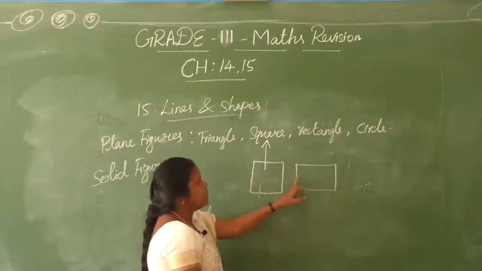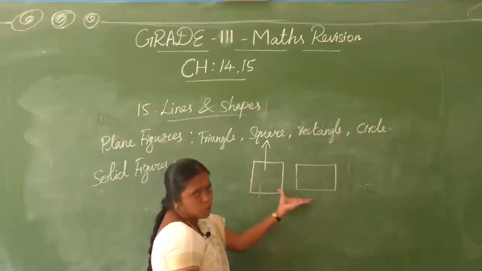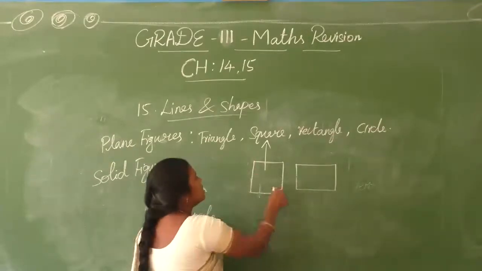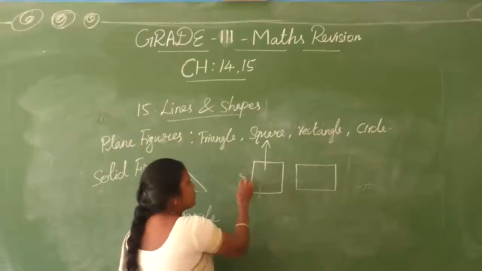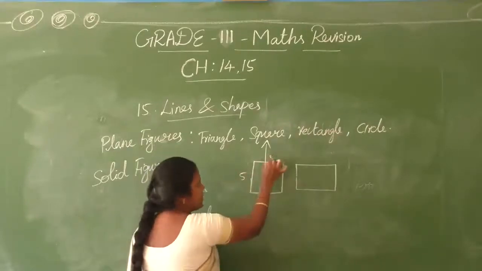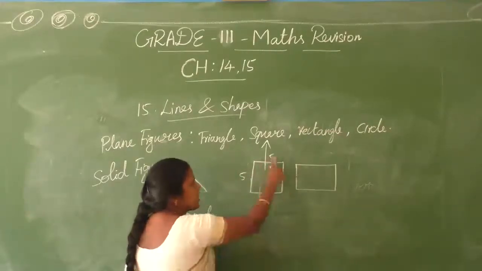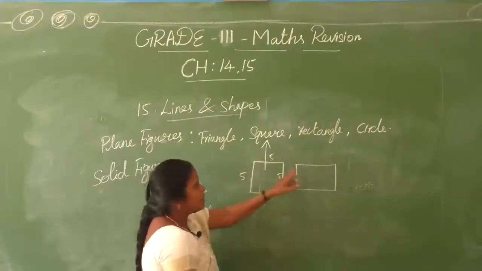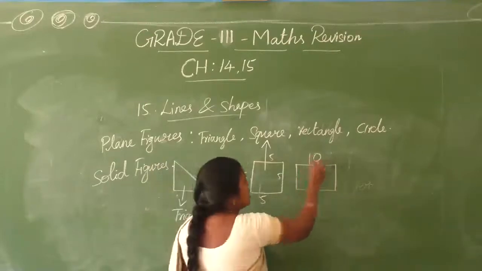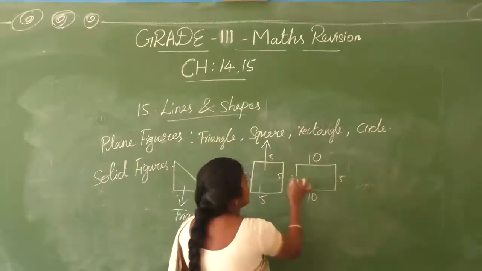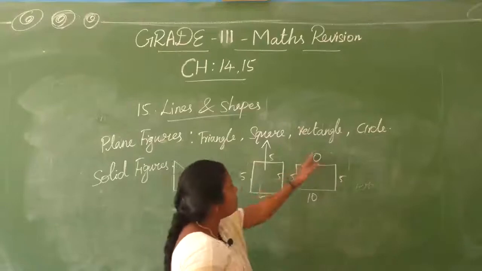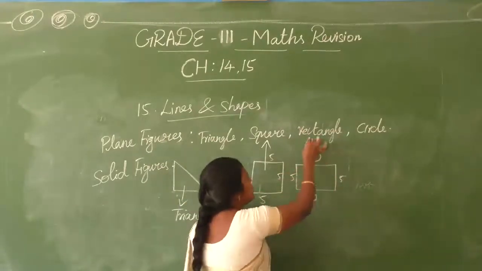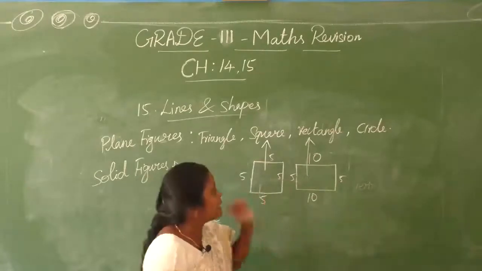What is the difference between both? Here four sides, here also four sides. But in which way can you show the difference? Here all the sides are equal. For example, this is 5 centimeter, 5 centimeter, 5 centimeter, all the sides equal, no? So it is called a square. But here it is not like that. This is 10 centimeter, this is 5 centimeter, like that you have to consider. So when only opposite sides are equal, that figure is called a rectangle.